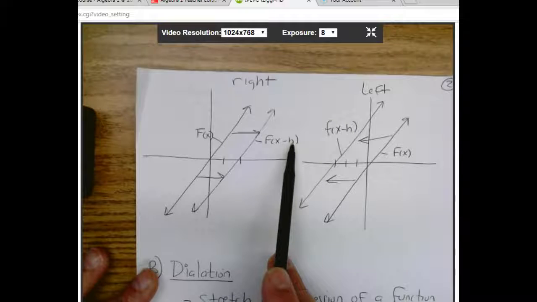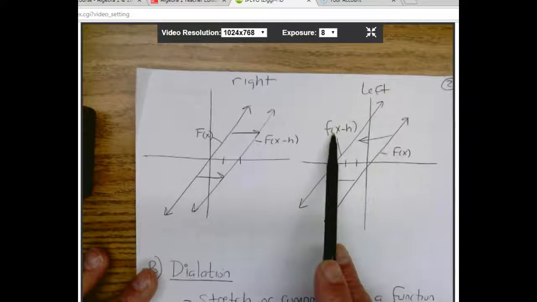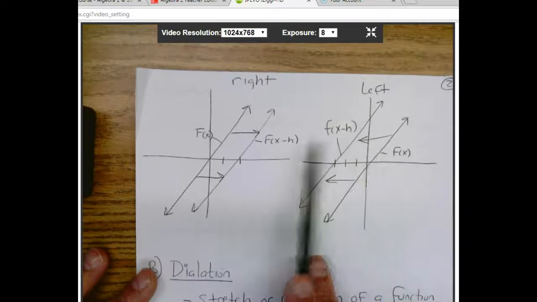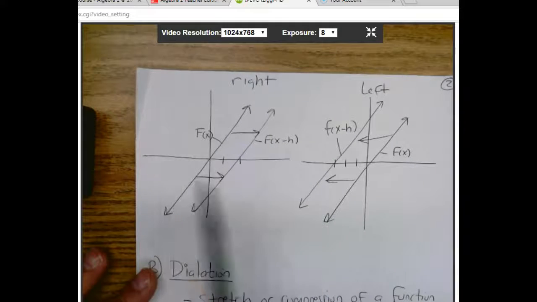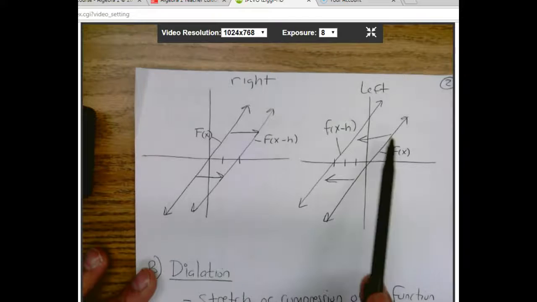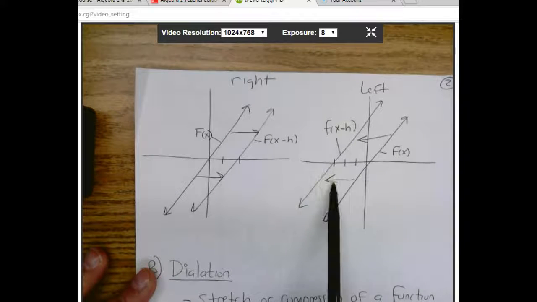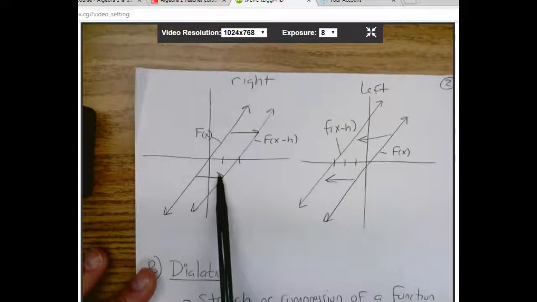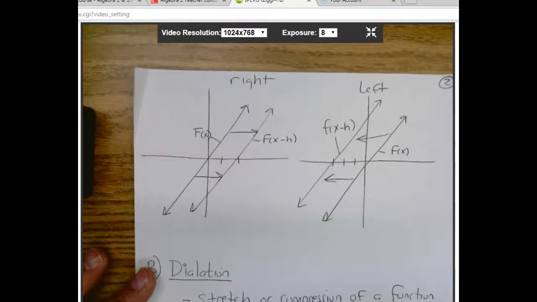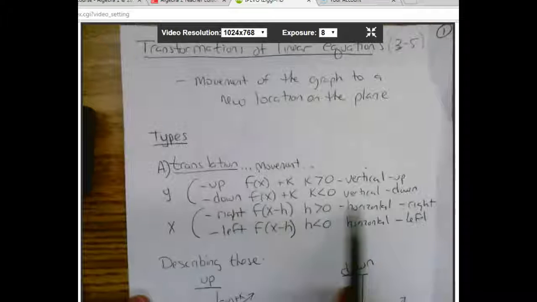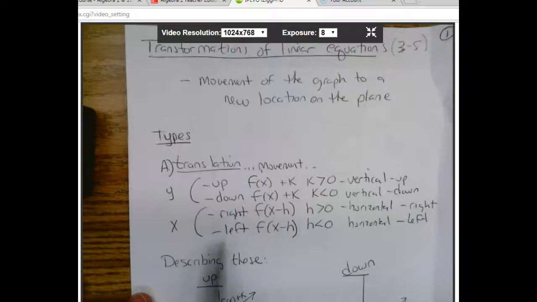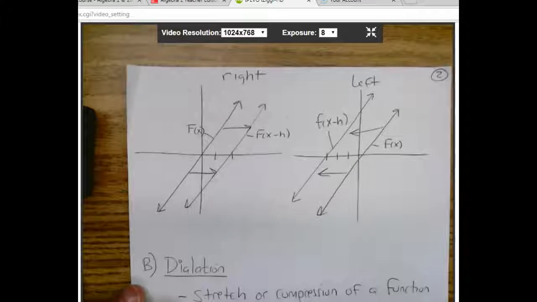h greater than 0, f of x minus h less than 0. So a positive and a negative. Okay, so it's going to move this way to the left or this way to the right, based on whether it's greater than 0 or less than 0. If we look back at these right here, this h greater than 0, it's going to be to the right. Less than 0, it's going to be on this way. Okay. So we keep going.